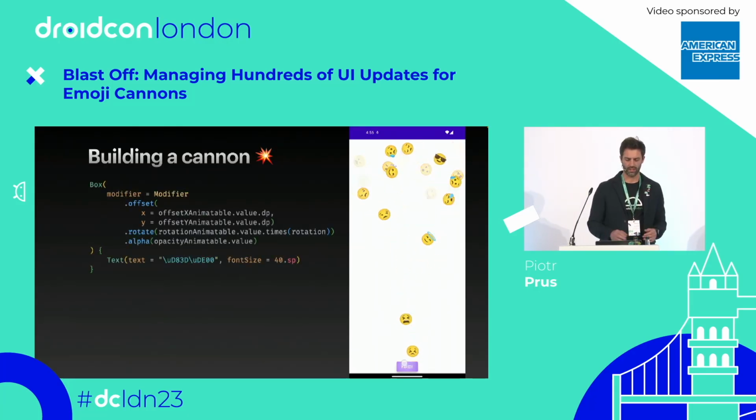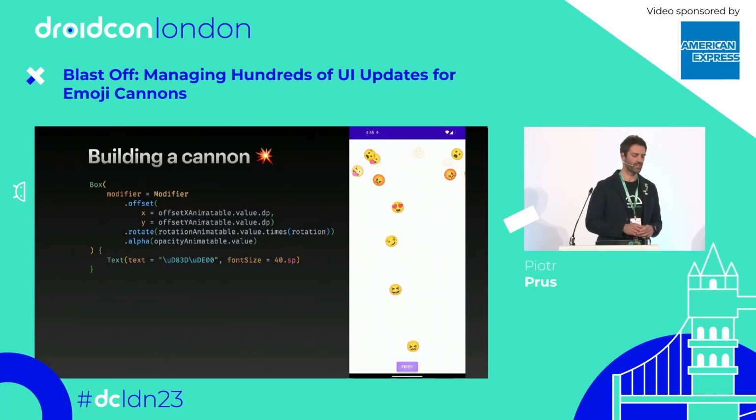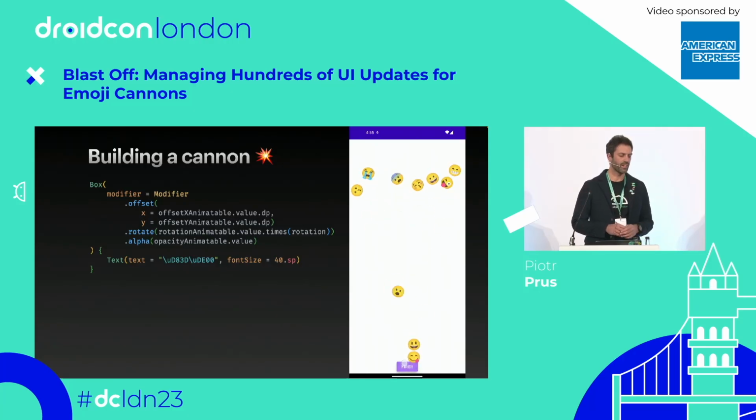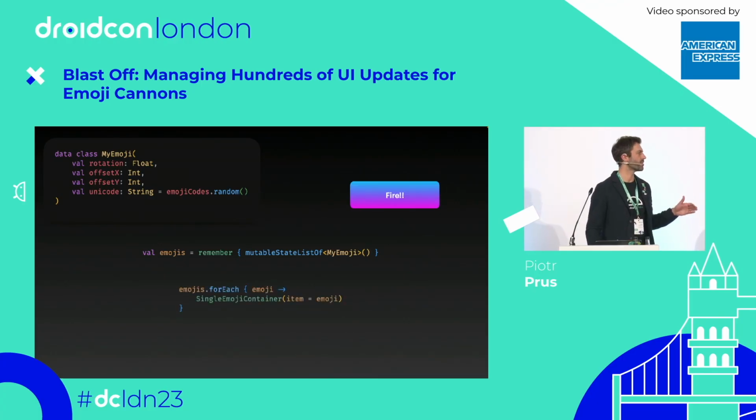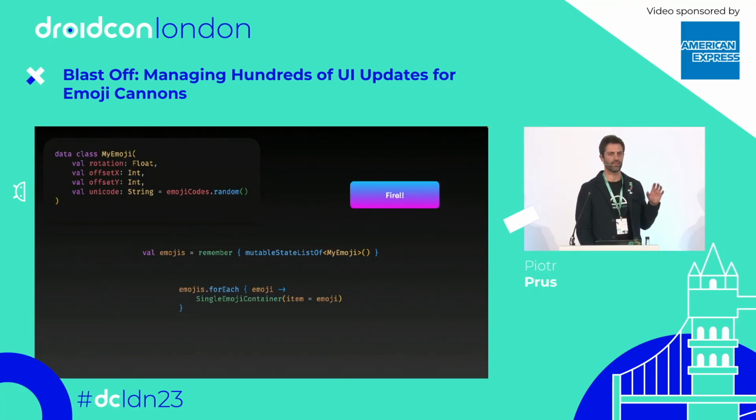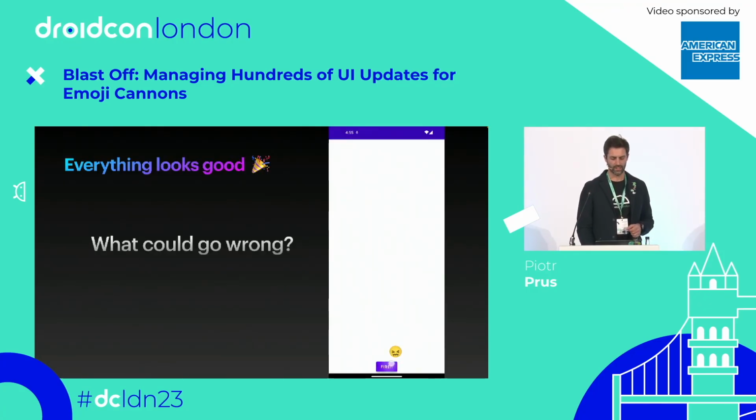And how this emoji is rendered: this is just a box with all those properties like offset, rotation, and opacity in the modifier, and then there is just a text with the emoji Unicode that floats on the screen. I have a data class for every emoji with rotation, offset, and Unicode. And in my composable, whenever I click the fire button, I'm adding one new emoji to the list. Then for each emoji in this list, I'm displaying my single emoji container that has one single emoji on the screen. So that's it.